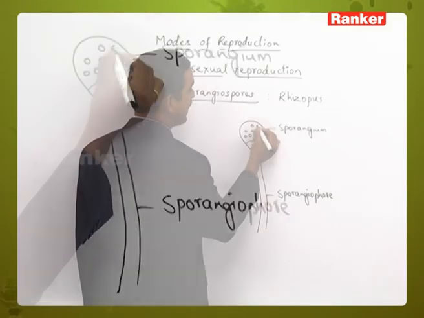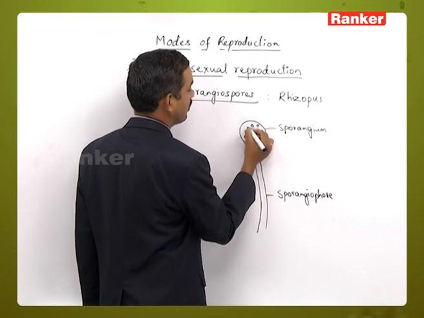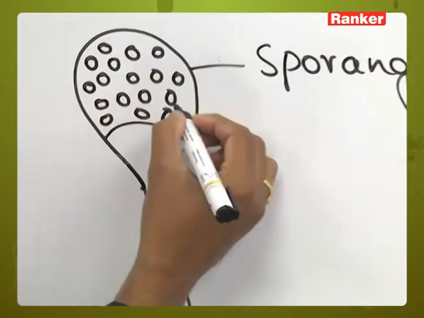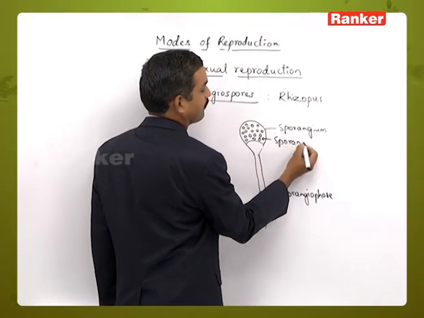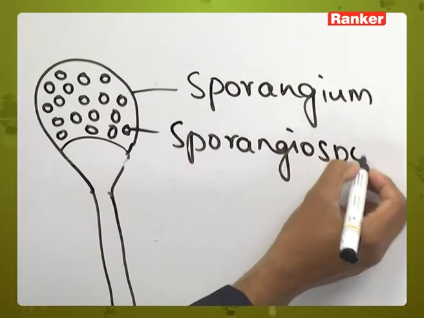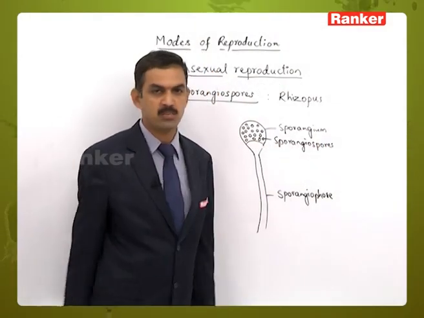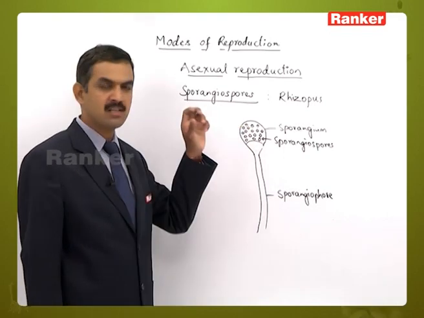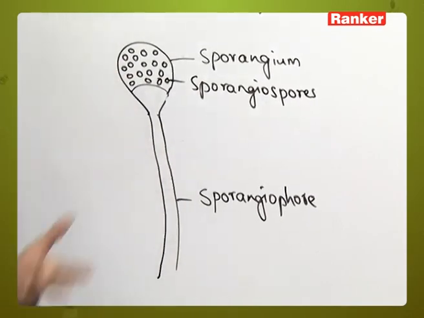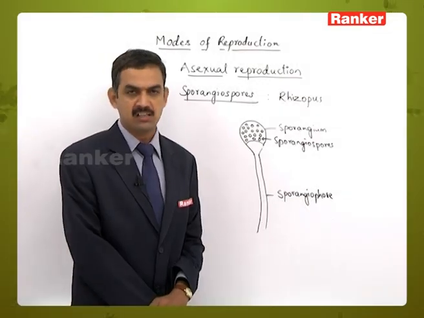These spores are called sporangiospores. The sporangiospores are haploid structures which may contain one nucleus, or sometimes more than one nucleus. When the sporangial wall is broken, all the sporangiospores are liberated, and these are non-motile spores.